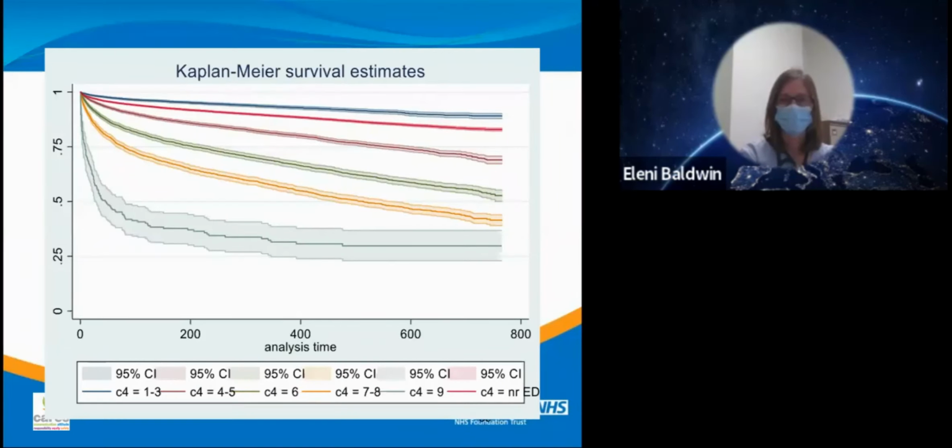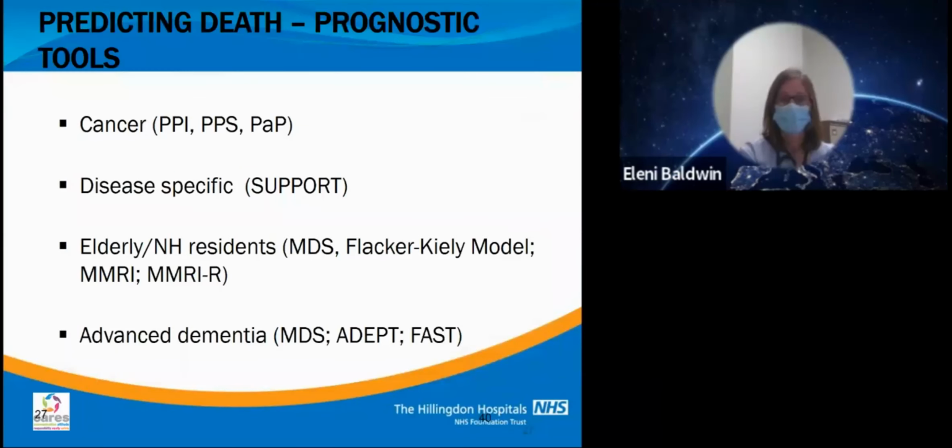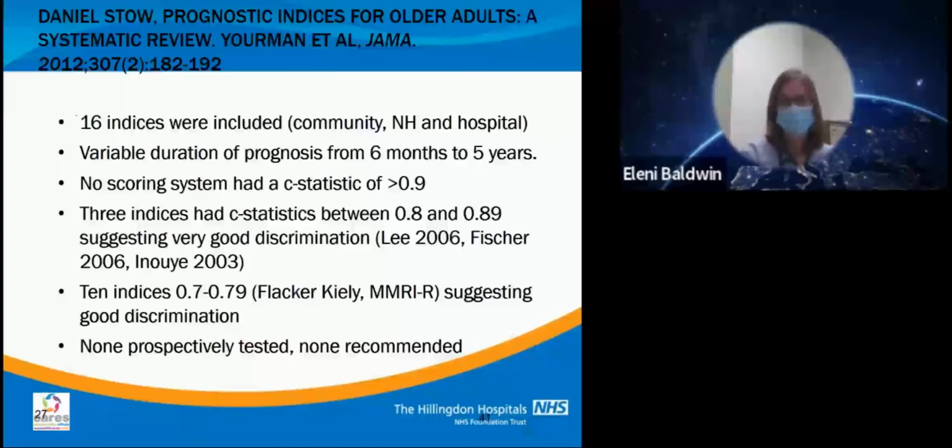I'm going to whiz through because I'm running out of time, but this shows you very similar things. Coming back to the prognostic tools, there are some different prognostic tools, and when I was a bit younger I looked at what there is for the elderly and nursing home residents. This study did a lot of the work for me. They looked at lots of different indices for different patient populations. The C statistic, don't ask me what it is, but if it's more than 0.9, it indicates excellent discrimination. And if I tell you that the CHADS-VASc is 0.68 to 0.72, not great. Actually, Flacker-Kiely and MMRIR came pretty close to it in terms of good discrimination. Flacker-Kiely worked with nursing home residents.